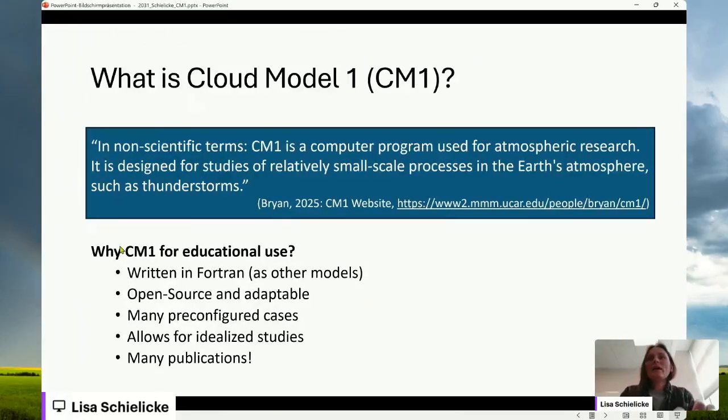Why is it a good choice to use CM1 for educational use? On the one hand, it's written in Fortran, as are all the other models we use in climate and weather science. It is open source, and it allows you to change the source code, which we also used. There are many pre-configured cases and many publications, and it allows for idealized studies to better understand what the processes are in convective storms.